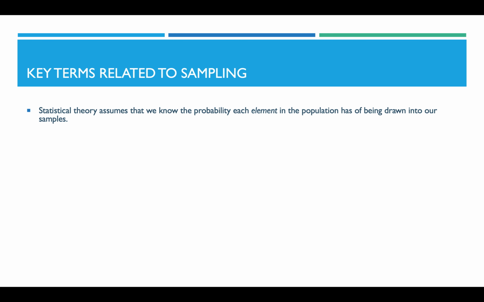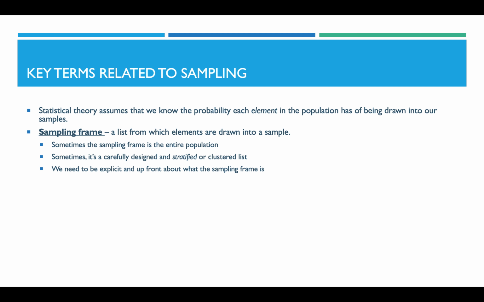Before we look at those different types, though, we need to discuss some key terms related to sampling. As your reading pointed out for this week, statistical theory assumes that we know the probability that each element in the population has of being drawn into our sample. The whole idea that we can use samples to make inferences about a broader population is rooted in this statistical theory and all of its associated assumptions.